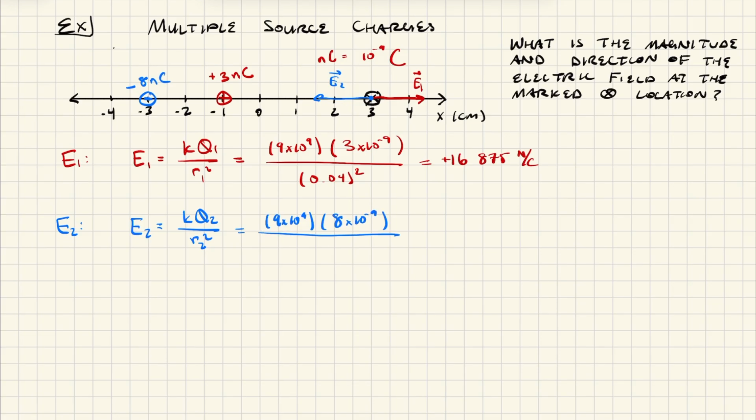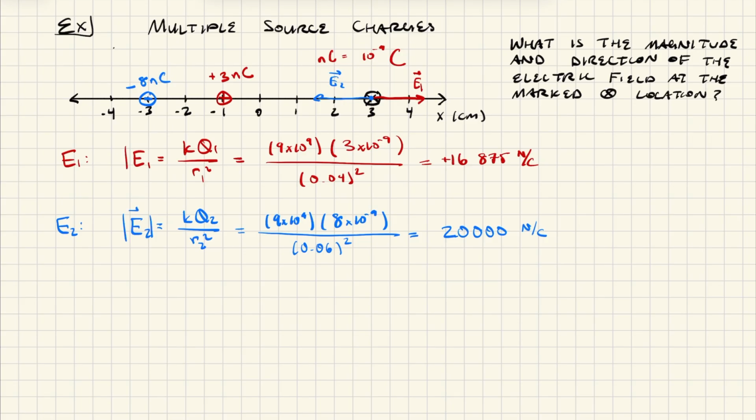And the distance between the field point and the source charge is now going to be a total of 6 centimeters. So we have 0.06 squared. If I plug these into a calculator, I will find that we have a 20,000 newton per coulomb field from the blue charge, okay? And in this case, this field points to the left. Actually, I'm not even going to stick a negative sign here. Let's just talk about the magnitudes.